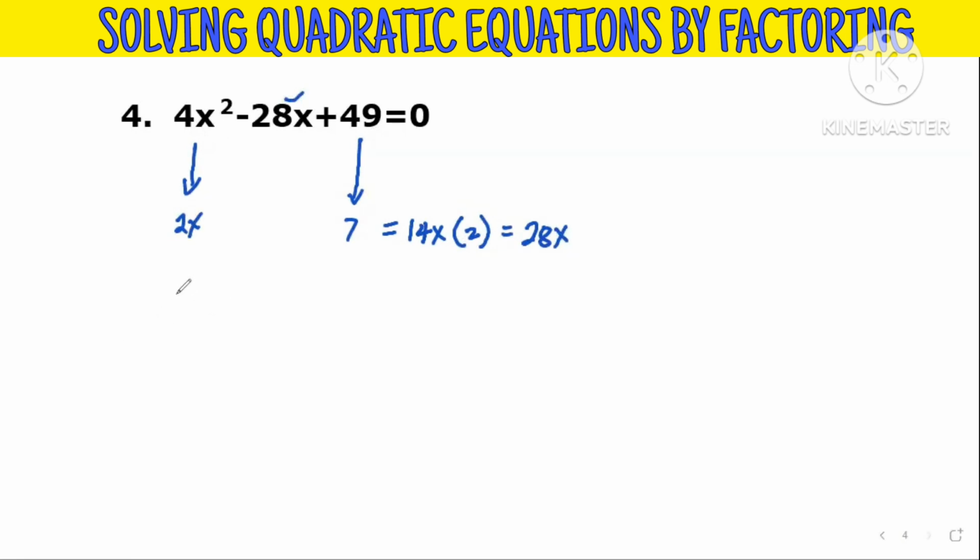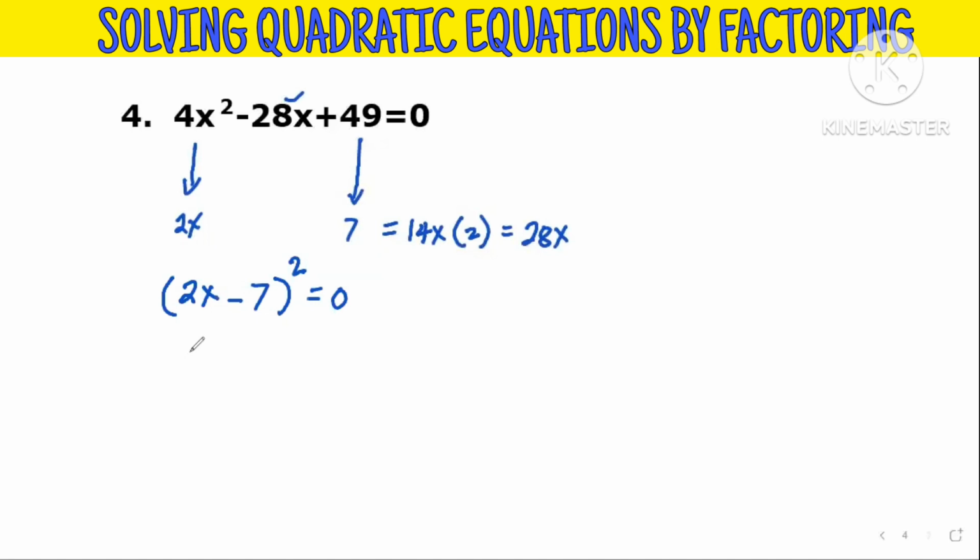So paano nga natin pinafactor ang perfect square trinomial? Ito, kukunin nyo lang yung square root ng first and last term. Ito na yon, 2x and 7. And whatever is the sign of the middle term, kokopyahin nyo lang, and then quantity squared. So these are the factors of 4x squared minus 28x plus 49. Okay? Now, what's the next step?